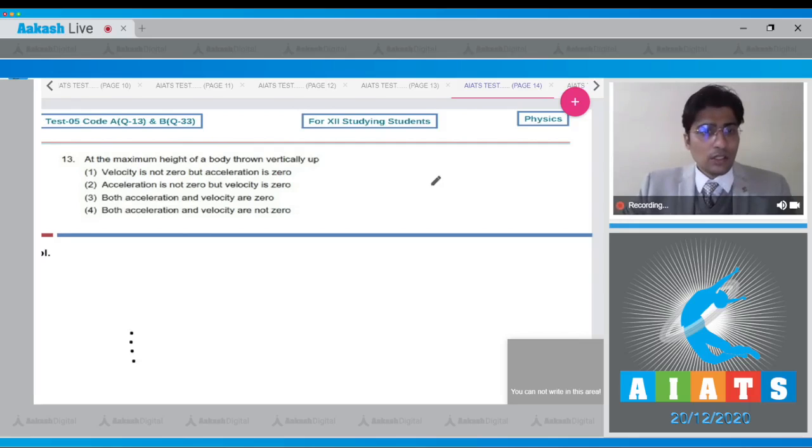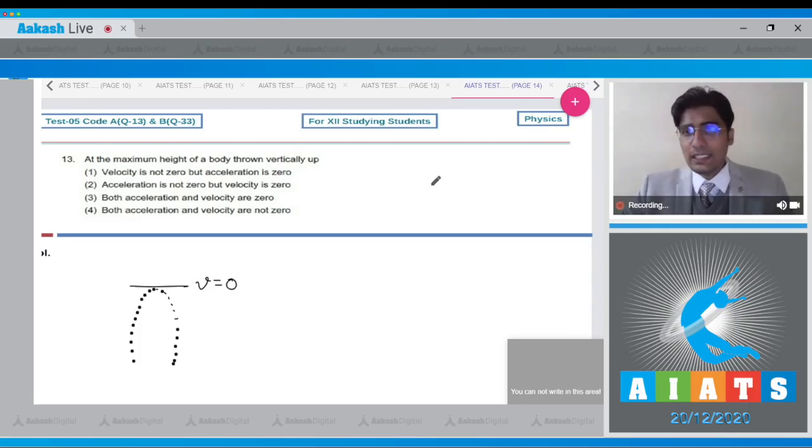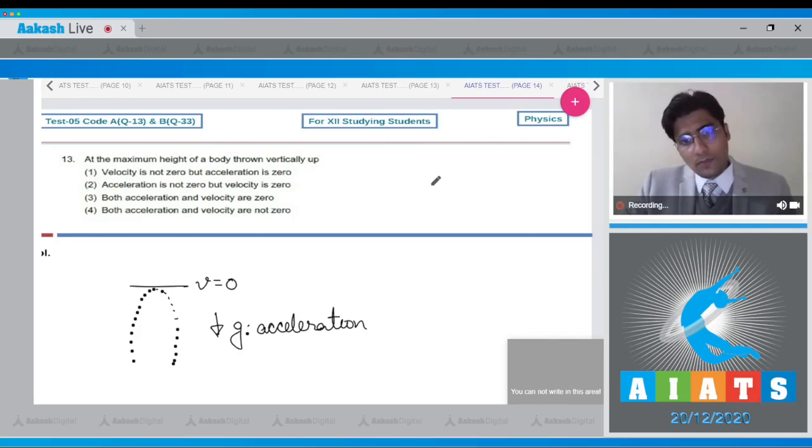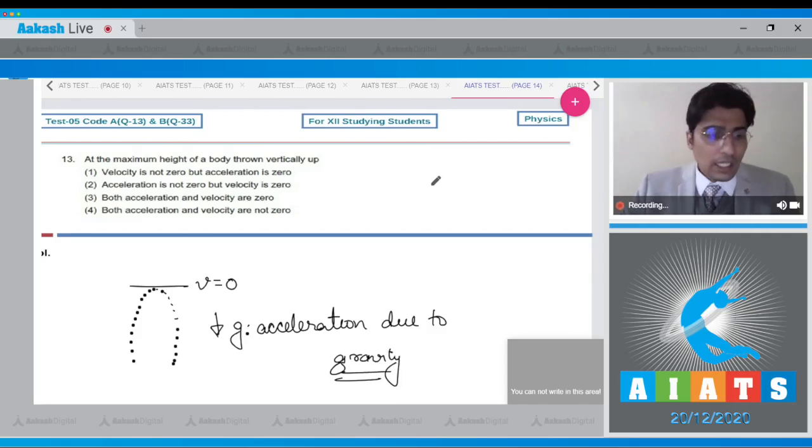Dear student, as the particle moves, at the topmost point, the velocity of the particle becomes 0, that is instantaneously it comes to rest. However, during the whole journey, there is a downward acceleration which is equal to g, which is also the acceleration due to gravity. And hence, dear student, the correct answer for this question should be option 2, that is acceleration is not 0 but velocity is 0.